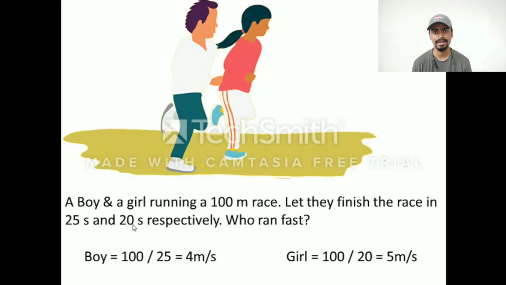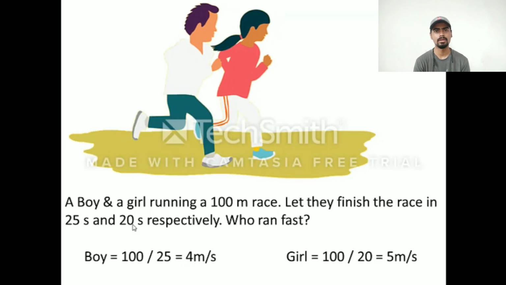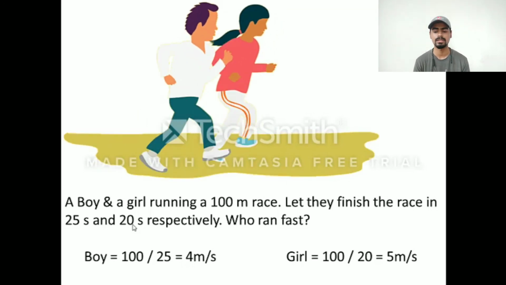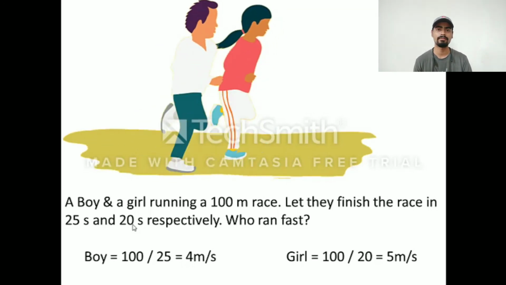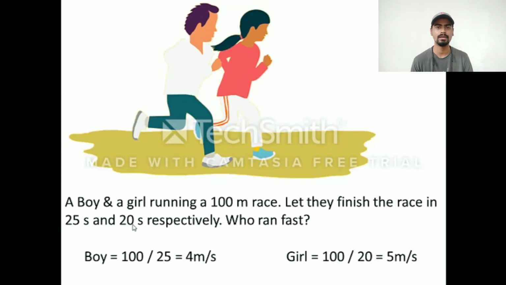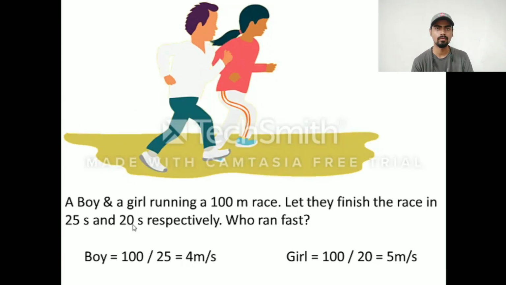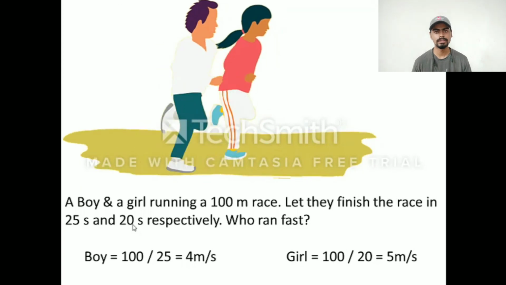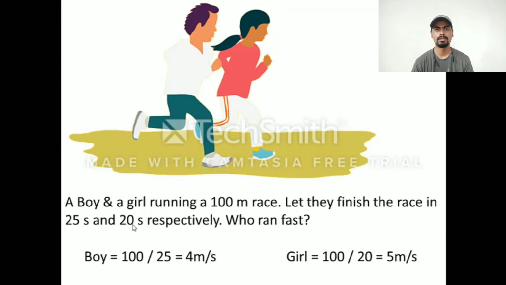Now if you compare the speed of both the boy and the girl, you can easily say that obviously the girl is running faster. The girl has a speed of 5 meter per second, while the boy is running at 4 meter per second. So that's it for this lecture.